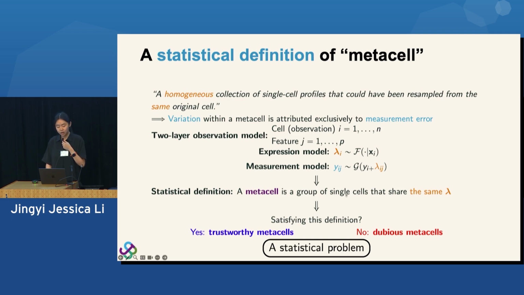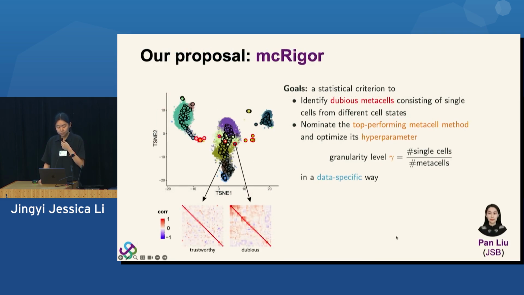If that's the case, we call this metacell trustworthy. Otherwise, we call the metacell dubious. So here's our proposal, mcRigor. Our goal is to provide a statistical criterion to identify dubious metacells that are already constructed, consist of single cells from different states. Besides, we want to nominate the top performing metacell method and optimize its hyperparameter.